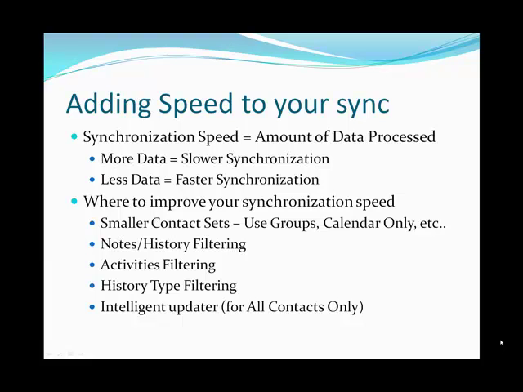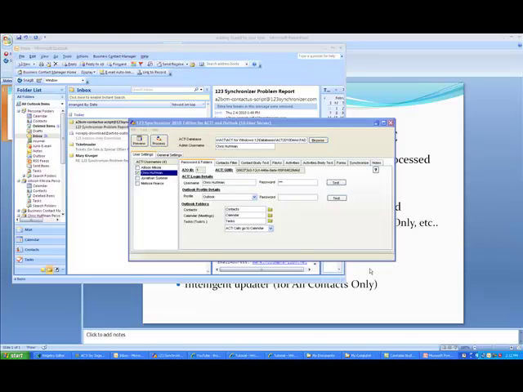Also, you can filter history types, what type of history items you want to synchronize. A lot of history items in ACT are primarily for bookkeeping, and this is one way of doing it. And we also provide what is called an intelligent updater that you can use in special configurations that speed up synchronization. So let's go to the synchronizer and see how we can improve this.